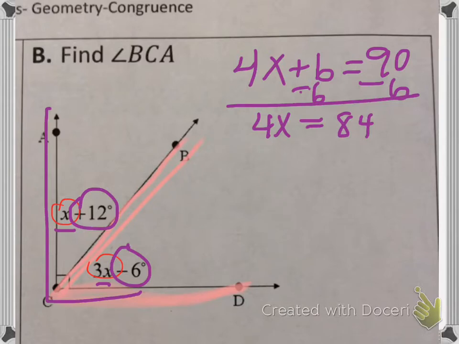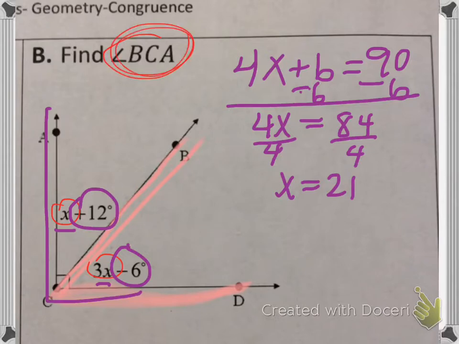Then to isolate x further, get it by itself, I'm going to divide by 4 because it was multiplied by 4. When I do that, I get x equals 21. Now, it makes me think I'm done because I got my x value there, but I'm not actually done because the question didn't ask me for x. It asked me for angle BCA.